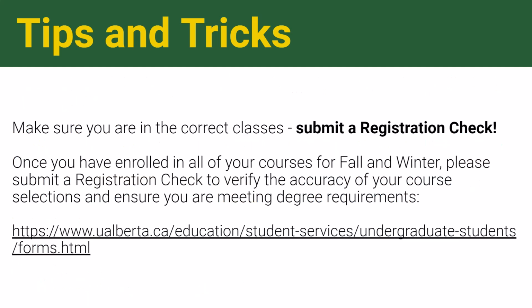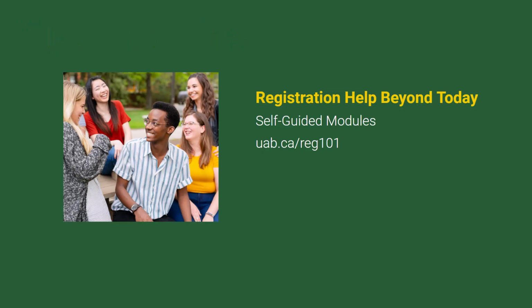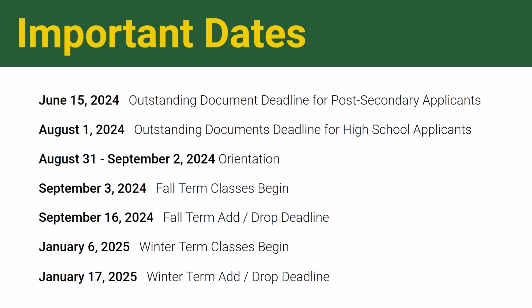And if you're ever in doubt, just know that after you register for your fall and winter courses, you can double check your schedule and see if you're on the right track by submitting a registration program check. If you need support, don't forget to use the self-guided modules at uab.ca/reg101.